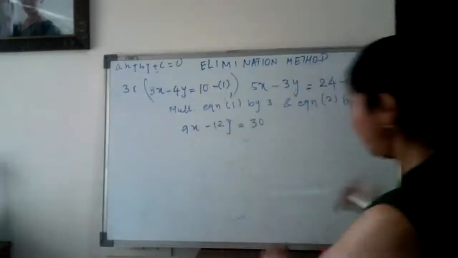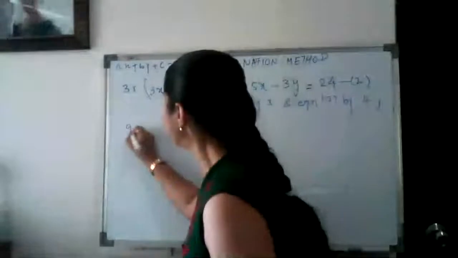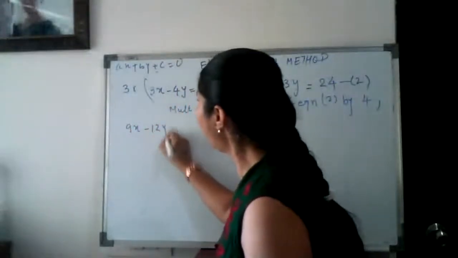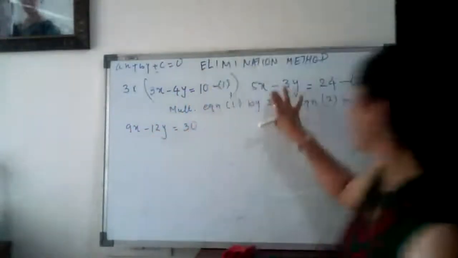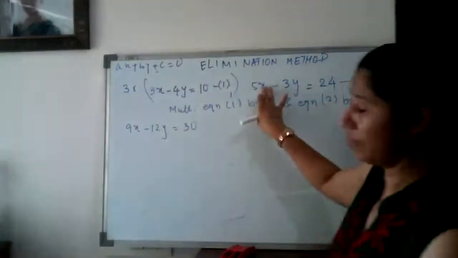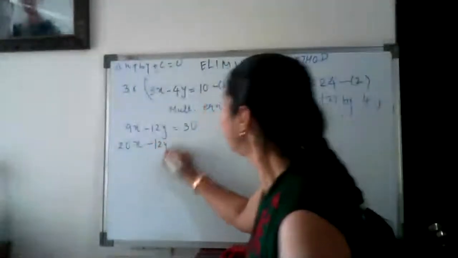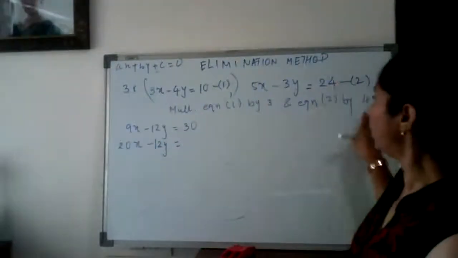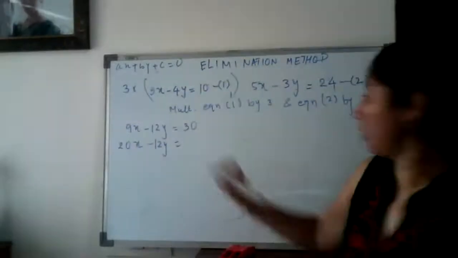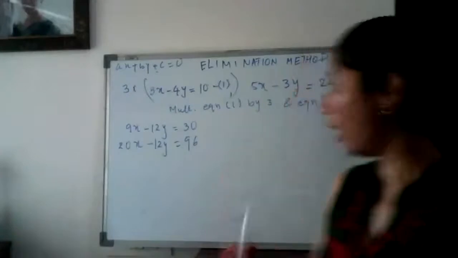I'm just repeating here because I have to write up the sum, I'm sorry. So 9x minus 12y is equal to 30, and here I multiply by 4, what do I get? 5 4s are 20x minus 12y is equal to 24 4s. How much is 24 4s? So it becomes 96. I hope I'm right. Yes.